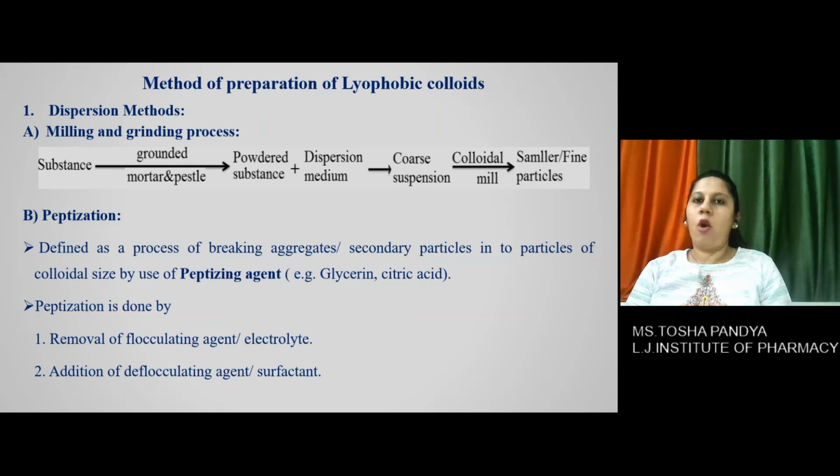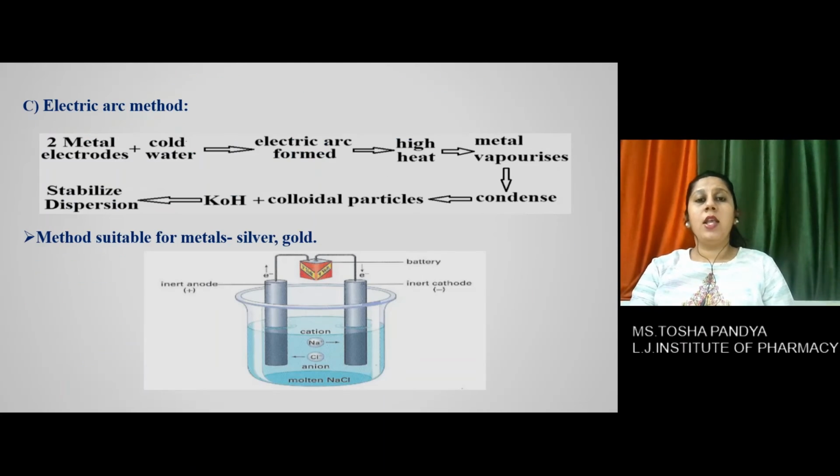deflocculating agent or a surfactant, which will break down large particles to smaller size, or by removal of the flocculating agent. The next method is the electric arc method. Here, as the name suggests, you have electrodes involved, electric current is involved. You have an anode and cathode, and with the help of the electric current transmission, the larger particles are converted to colloidal size range, which are stabilized with the help of potassium hydroxide.